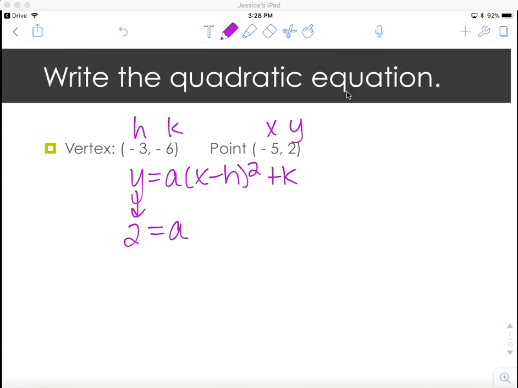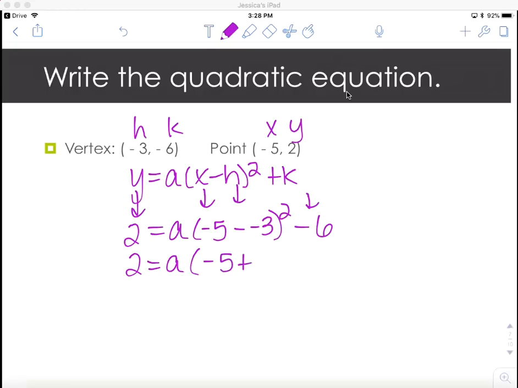My y value is 2. I don't know what a is. My x value is negative 5. And I'm plugging in negative 3 for h. Be careful, this becomes negative 5 plus 3 in the parentheses. Well, negative 5 plus 3 is negative 2.